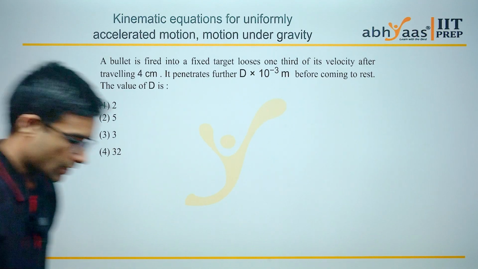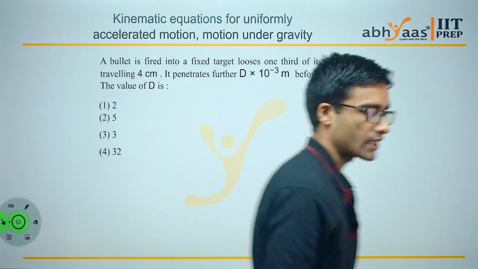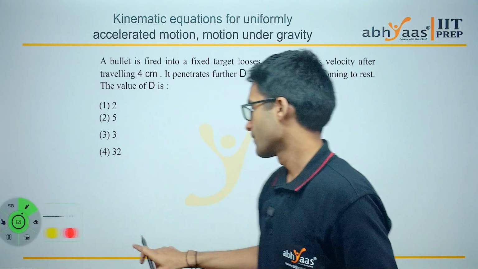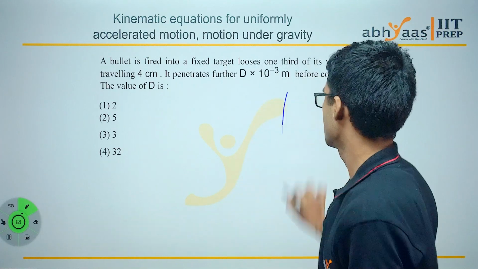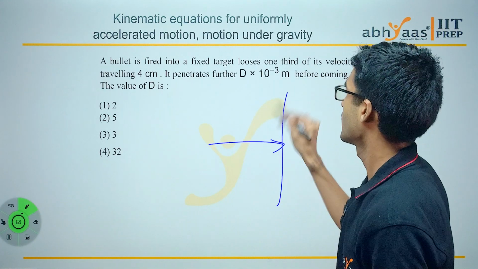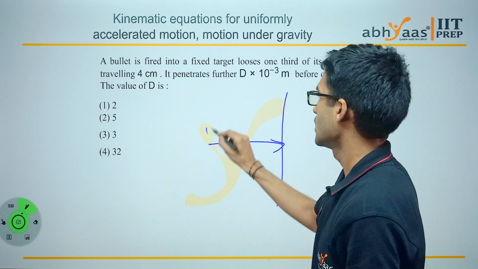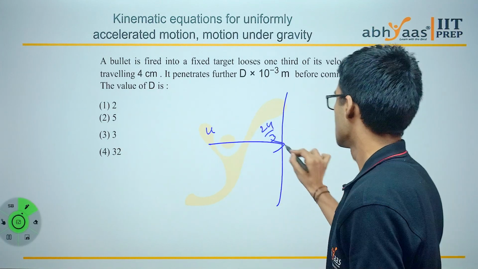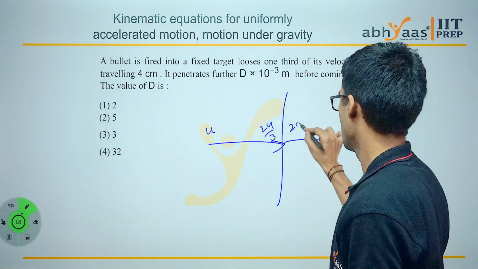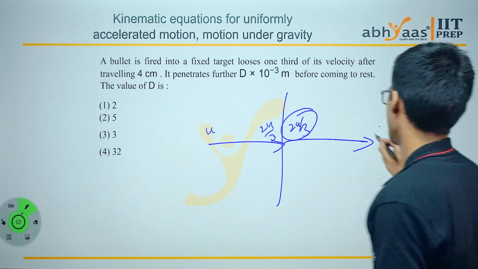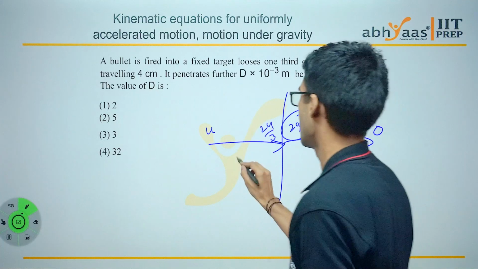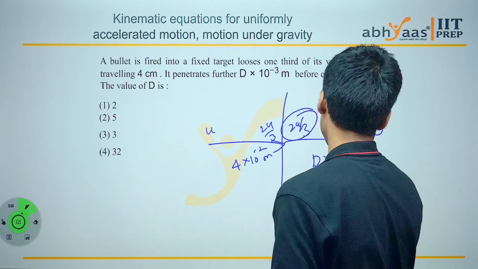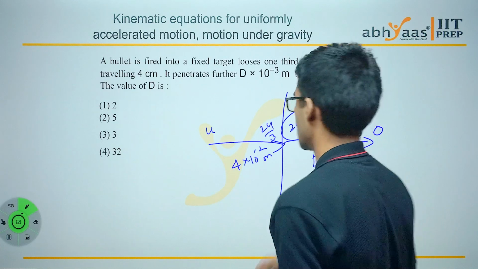Next one, here also what is given? A bullet is fired in such a way that it is penetrating a wooden block. So the bullet is fired like this. It is penetrating a target and loses 1/3. Here if it is u, losing 1/3 means what remains? 2u by 3. So after that again it is 2u by 3 here. So finally it is coming to rest. Here the distance traveled is 4 into 10 power minus 2 meters. Here d into 10 power minus 3 meters.